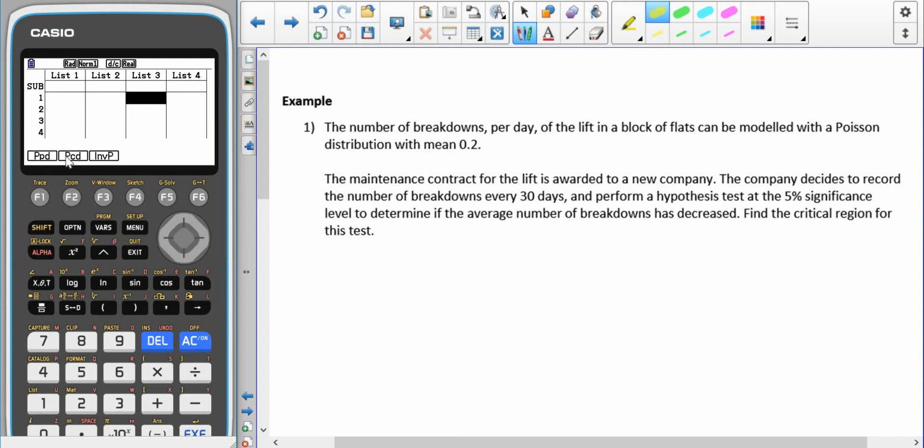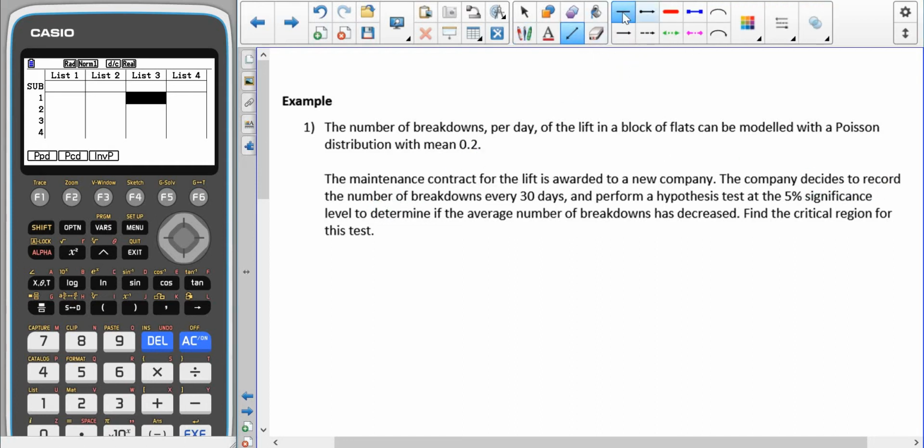us to find our first value that's going to give us a rough estimate of where we need to start. So the number of breakdowns per day of a lift in a block of flats can be modelled using a Poisson distribution with a mean of 0.2. The maintenance contract for a lift is awarded to a new company. They decide to record the number of breakdowns every 30 days and perform a hypothesis test on a 5% significance level to determine if the average number of breakdowns has decreased. Find the critical region for this test.